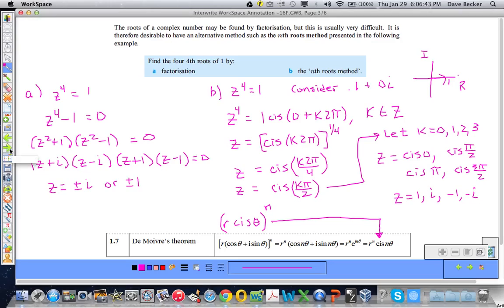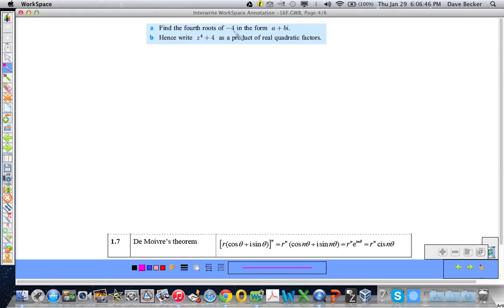Okay, let's try another. Find the 4th roots of -4 in the form a plus bi. So the 4th roots of -4 are the solutions of z to the 4th equals -4. Say yes? Good. And again, it always helps, I think, to draw an Argand diagram real quick. And what are we thinking about here? -4, written as a complex number, is -4 plus 0i.